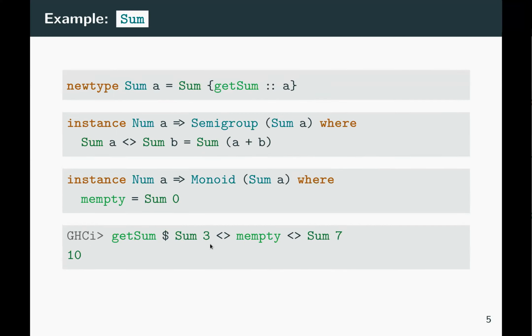I also showed you these examples. So there's this Sum newtype, which for numeric types gives you addition. So Sum A with, I don't know what to call it.